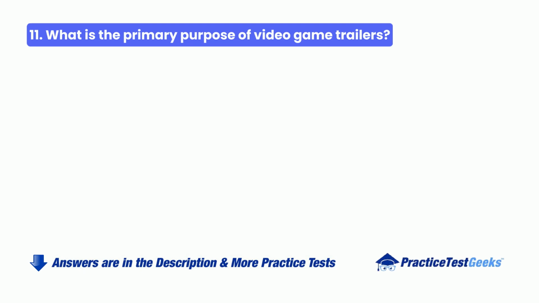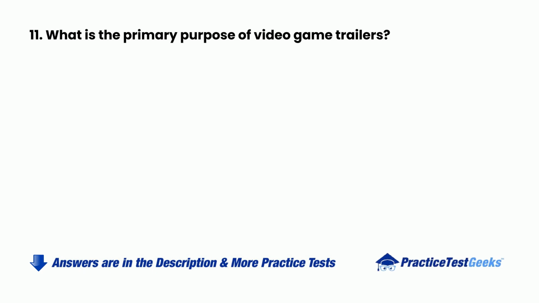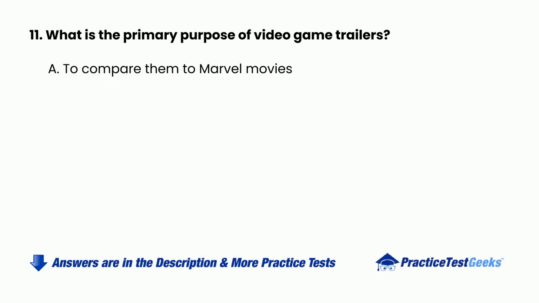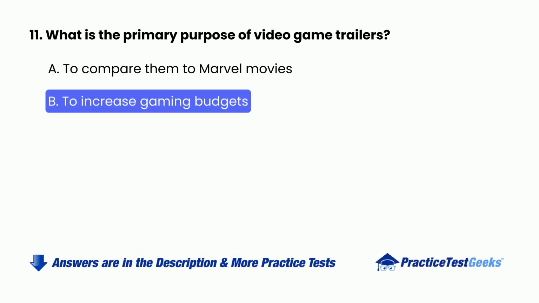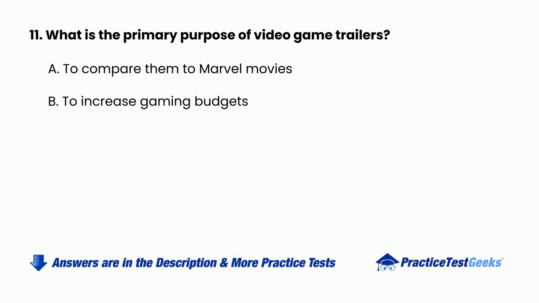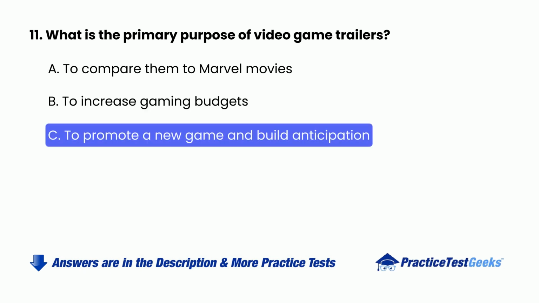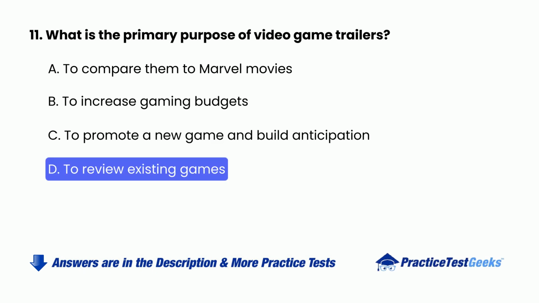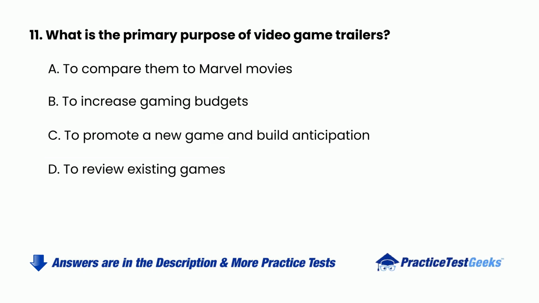11. What is the primary purpose of video game trailers? A. To compare them to Marvel movies. B. To increase gaming budgets. C. To promote a new game and build anticipation. D. To review existing games.